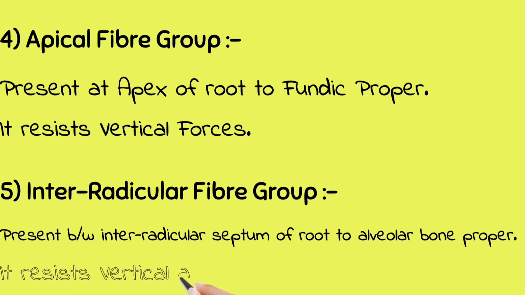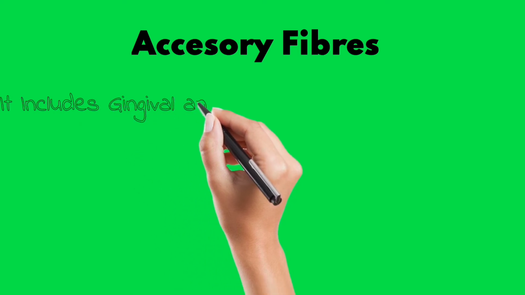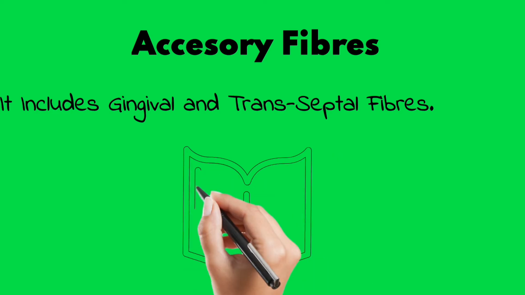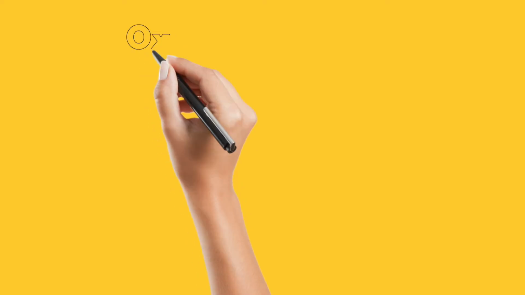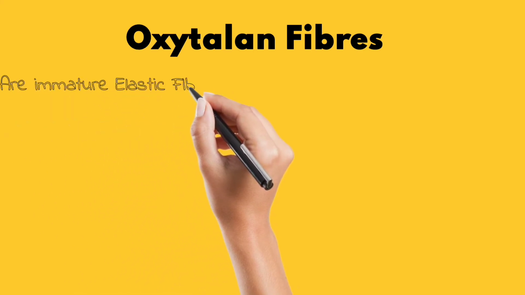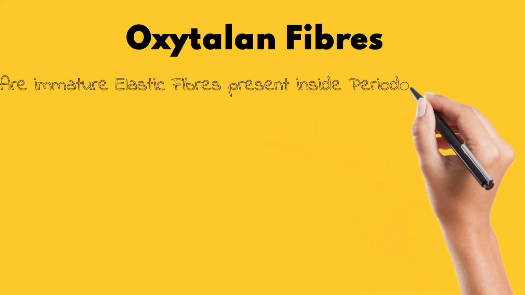Next we will move on to the accessory fibers. These accessory fibers include the gingival fibers and the transseptal fibers. We will learn these two fibers in our upcoming videos on the oral mucosa, so stay tuned. Next we have the oxytalan fibers. These oxytalan fibers are the immature elastic fibers which are present inside the periodontal ligament.